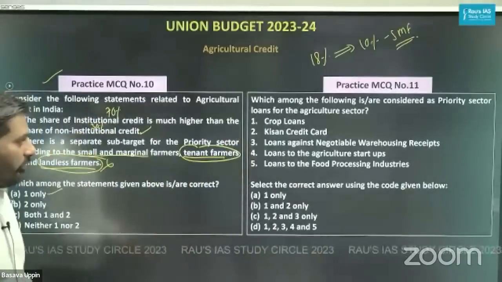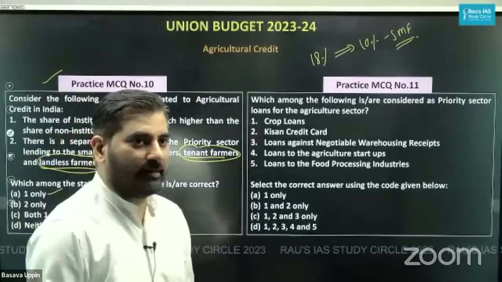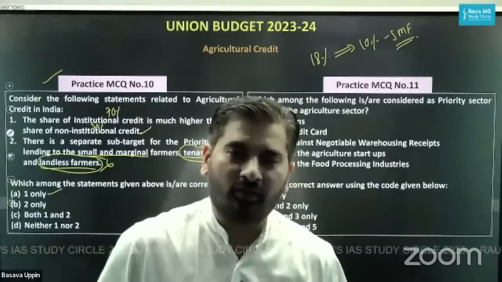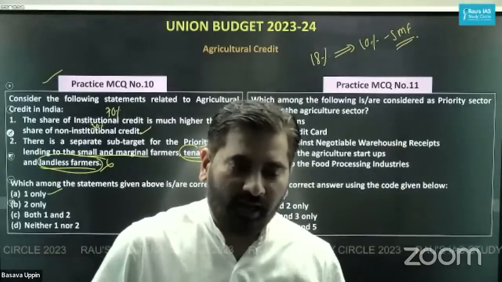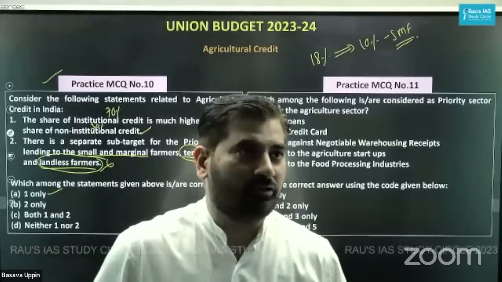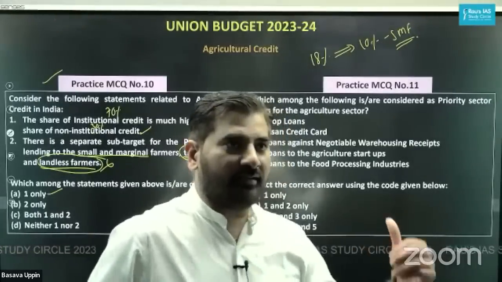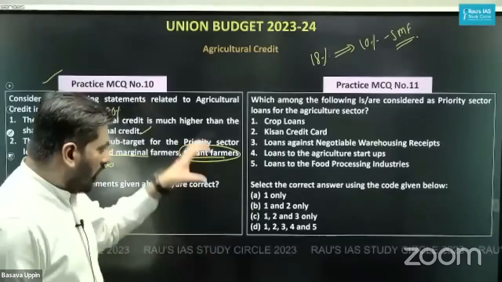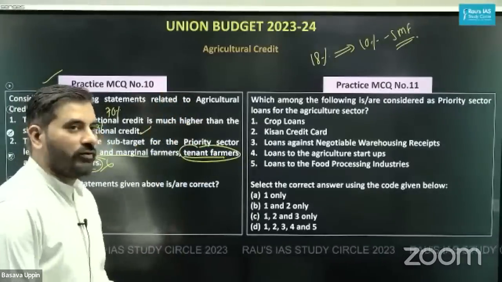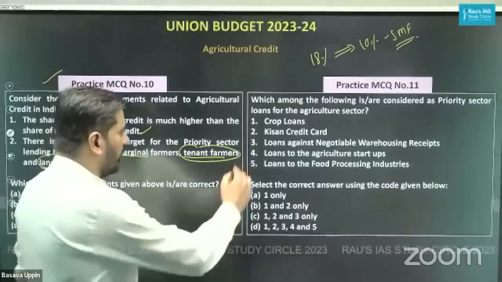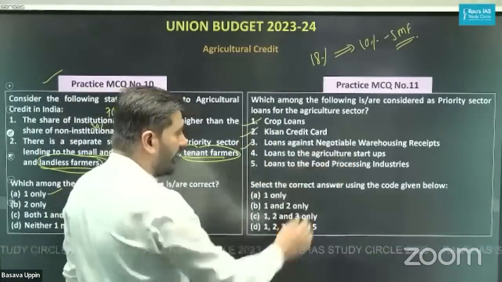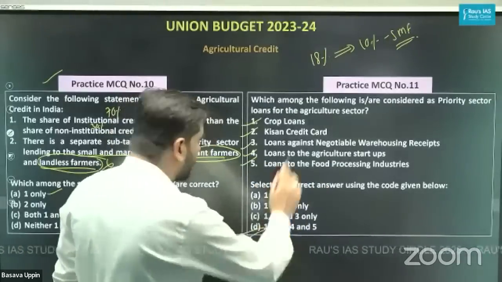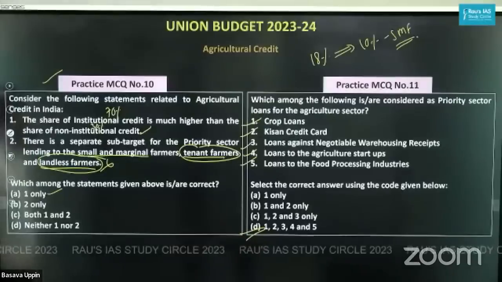And look at this, which among the following are considered as priority sector loans for the agriculture sector? Now, why is it important? In last year's prelims, there was a question, which among the following loans are part of the short-term loans under Kisan Credit Card? So on similar lines, I have formulated this particular question. And please do remember that all of these loans are considered as priority sector loans for the agriculture sector. So crop loans, Kisan Credit Card, loans against negotiable warehousing receipts, loans to agriculture startups, loans to food processing industries, all of this is part of priority sector loans for the agriculture sector. Clear?